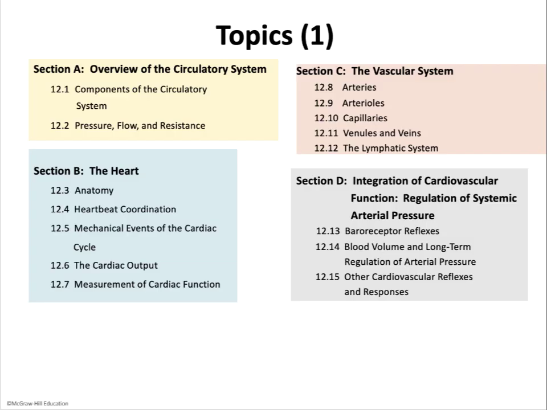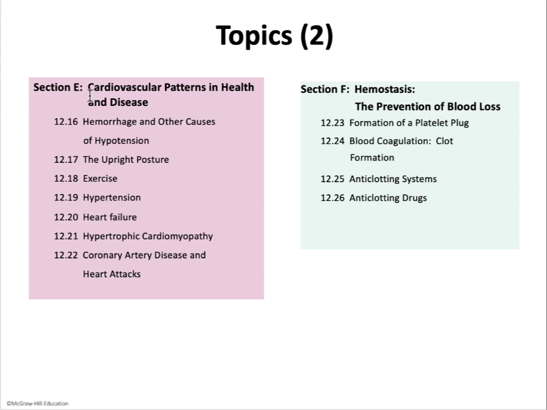The chapter itself is divided into 6 topics, 6 sections. The first section is an overview of the circulatory system. Section B deals with the heart. Section C with the vascular system. Section D talks about the regulation of the circulatory system. And then section E focuses on pathophysiology. And the last section revisits homeostasis with respect to blood loss.